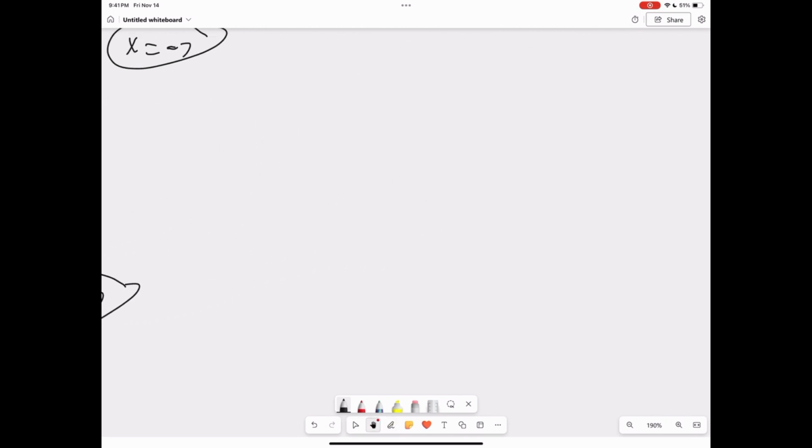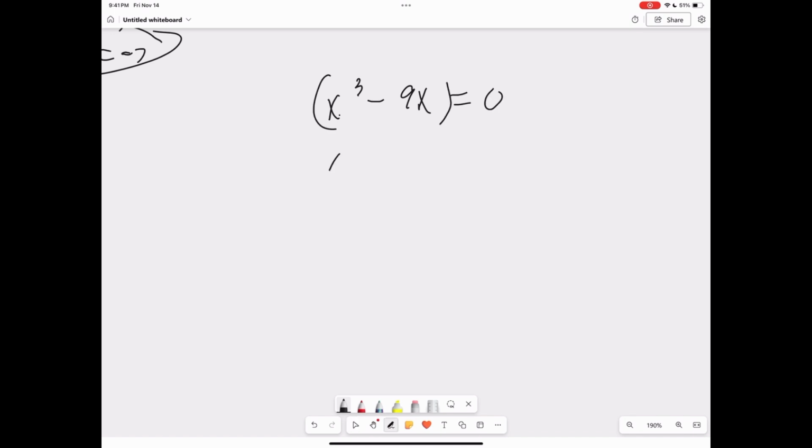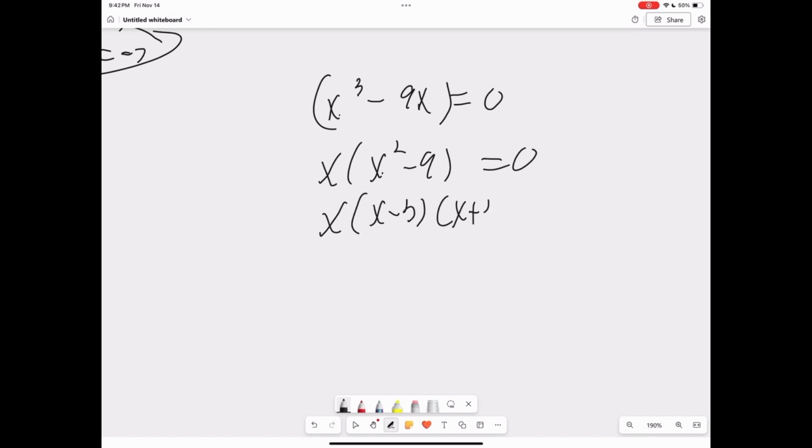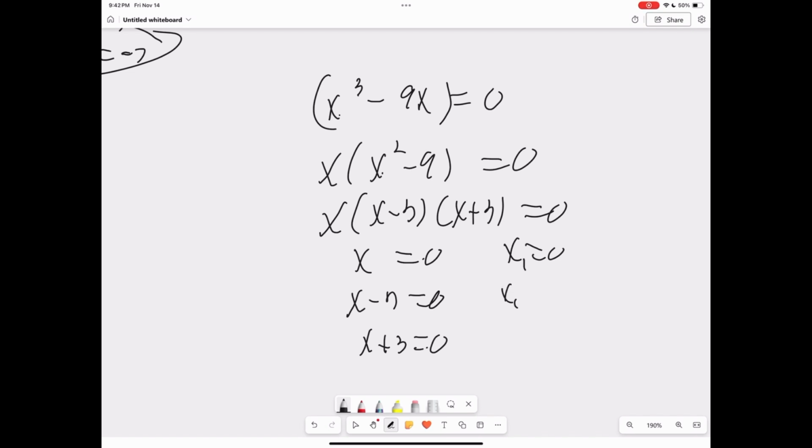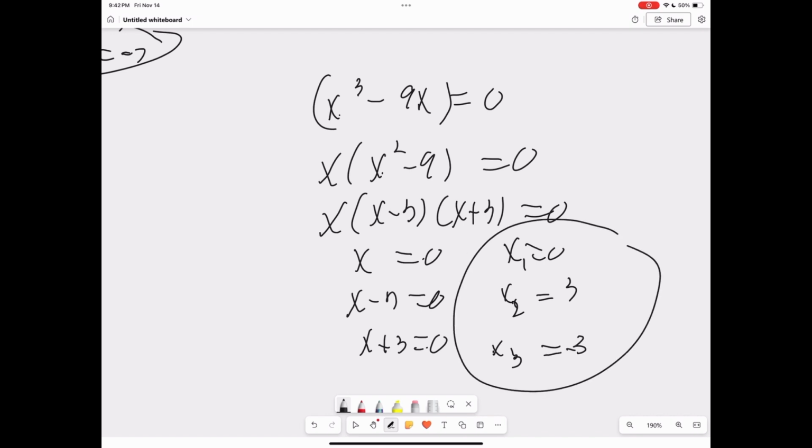Let's try a cubic one this time. So x cubed minus 9x equals 0. Let's factor out an x here. So it becomes x squared minus 9. Ooh, is this something we recognize? This is the difference of squares. So we get x minus 3, x plus 3 equal to 0. So we set each one equal to 0. Once you do the math, you get x1 equals 0, x2 equals 3, and x3 equals negative 3. Just remember, the degree always corresponds to how many x's you can get.